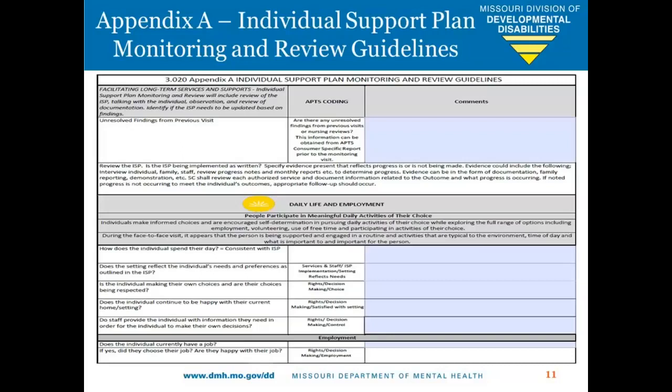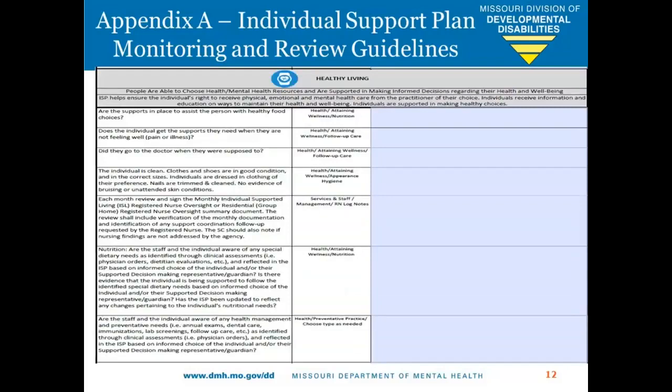You can see the shift in focus from provider compliance to the focus on the individual and their ISP in the Healthy Living section of Appendix A. Each month, the support coordinator will review and sign the RN monthly summary. The support coordinator is responsible to ensure the recommendations from the RN monthly summary are followed. For example, if the RN notes that the annual physical is due for the individual, the support coordinator will follow up with the provider to ensure this has occurred.